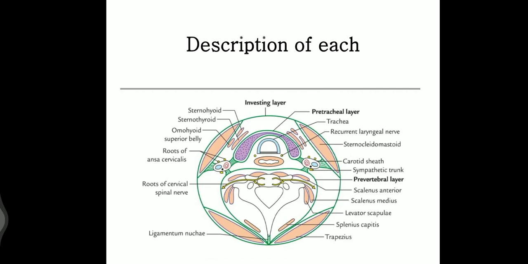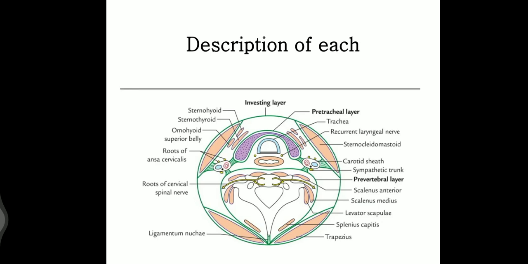Before getting into the detail, let us revise the deep cervical fascia, that is, the deep fascia of the neck. Already you know that we have 4 layers: the investing layer, pretracheal layer, prevertebral layer, and carotid sheath. Just as a revision, we will trace all these layers, then we will get into the topic.